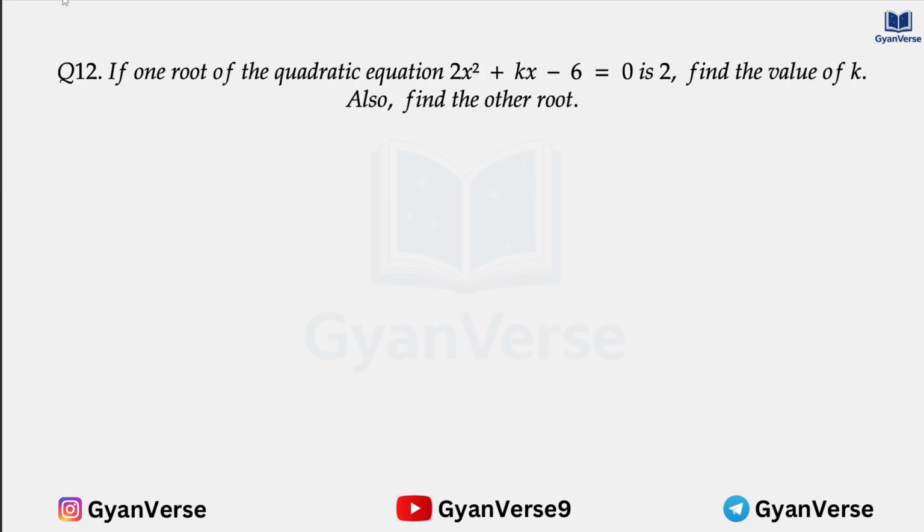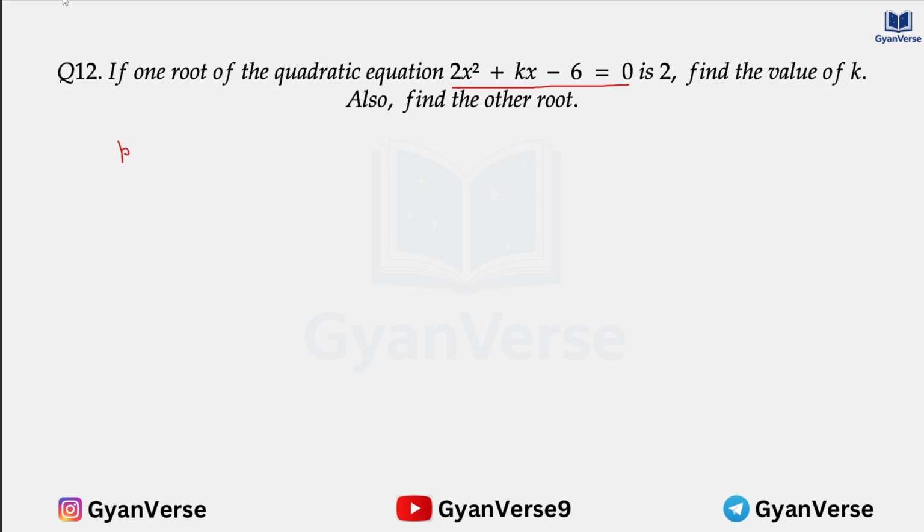If one of the roots of the quadratic equation 2x square plus kx minus 6 equals 0 is 2, find the value of k, also find the other root. So in this question, one of the roots has been given for the quadratic equation. You have to find the other root as well as the value of k. So if 2 is the root of this quadratic equation, that means when I put x equals 2, the quadratic equation will get satisfied. That means left hand side and right hand side will be equal.